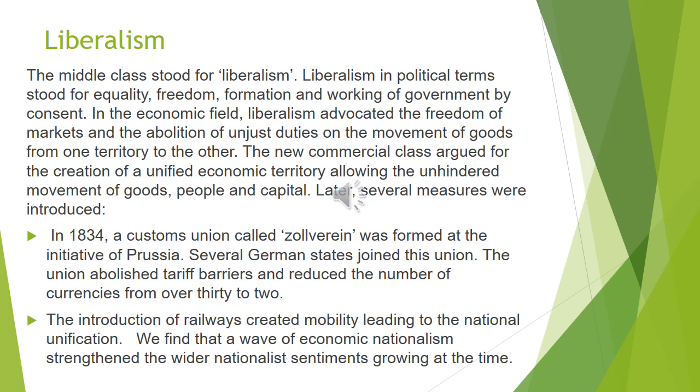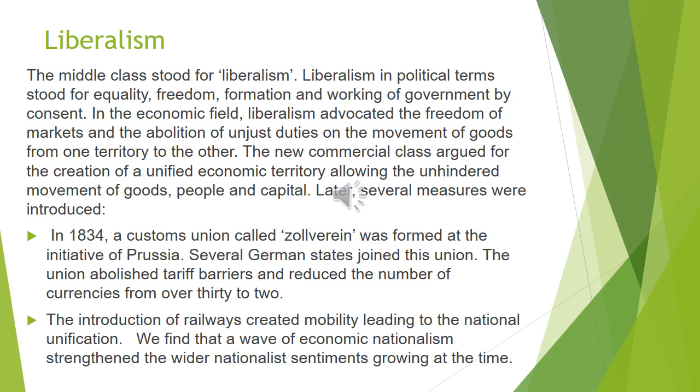First of all, in 1834, a custom union called Zollverein was formed at the initiative of Prussia. We are talking of German states. Several German states joined this union. The union abolished tariff barriers and reduced the number of currencies from over 30 to 2. So there were more than 30 currencies in the German states, and that was an obstacle for carrying out trade and commerce in the German states. So now this custom union, Zollverein, reduced this number of currencies from over 30 to 2. And many of the tariff barriers, many of the taxes which were in place were also reduced so that trade and commerce could be encouraged.